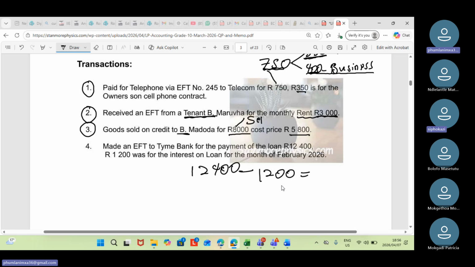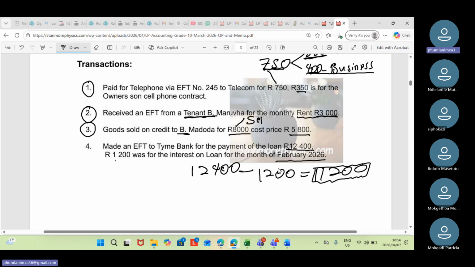Or maybe I think I'm reading 11,200. Guys, actually I am interpreting this transaction wrongly because here, let's read again. We made an EFT to Time Bank for the repayment of loan. How much was that repayment of loan? 12,400. And then another payment of 1,200 was made for interest on loan for the month of February 2026. So that 12,400, guys, it does not include the 1,200.